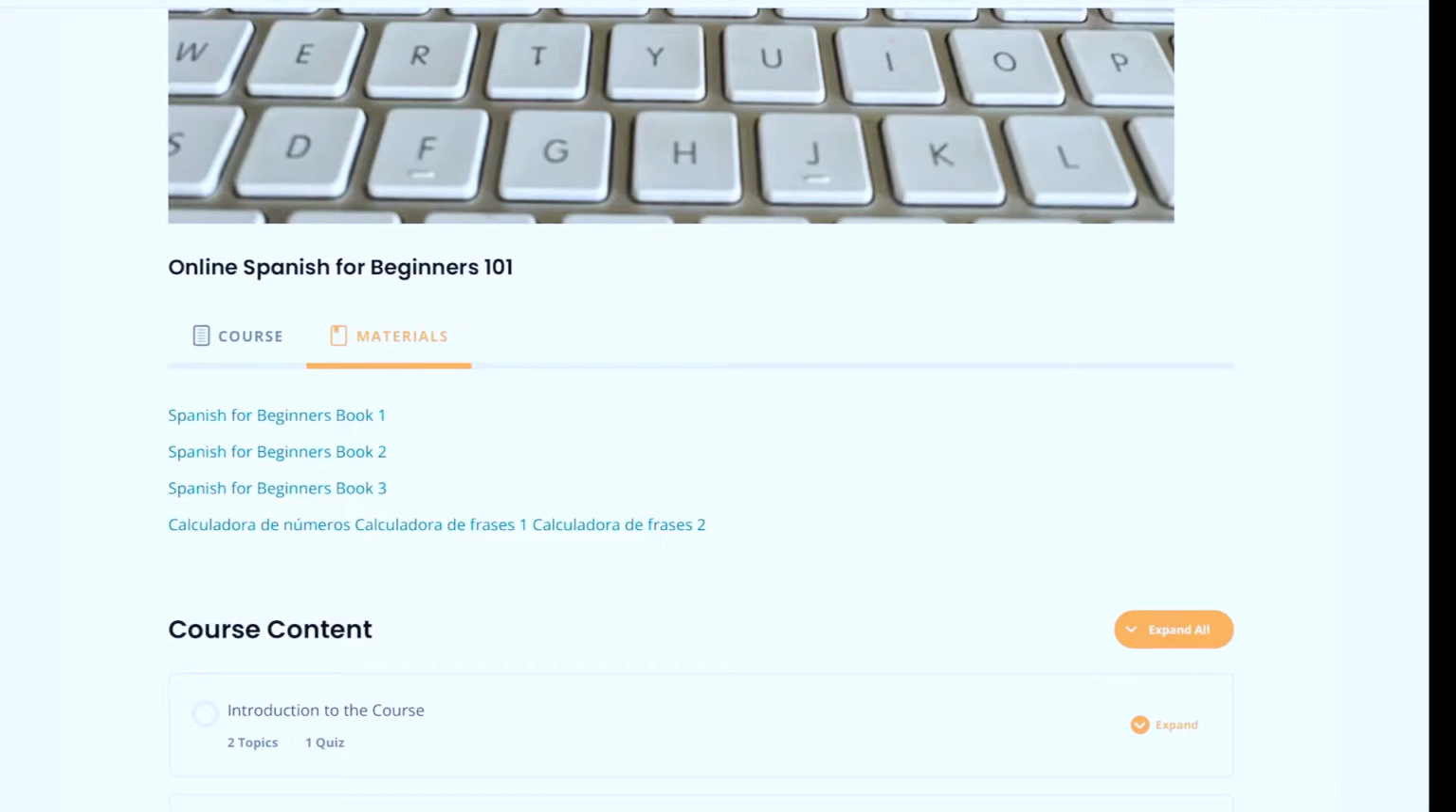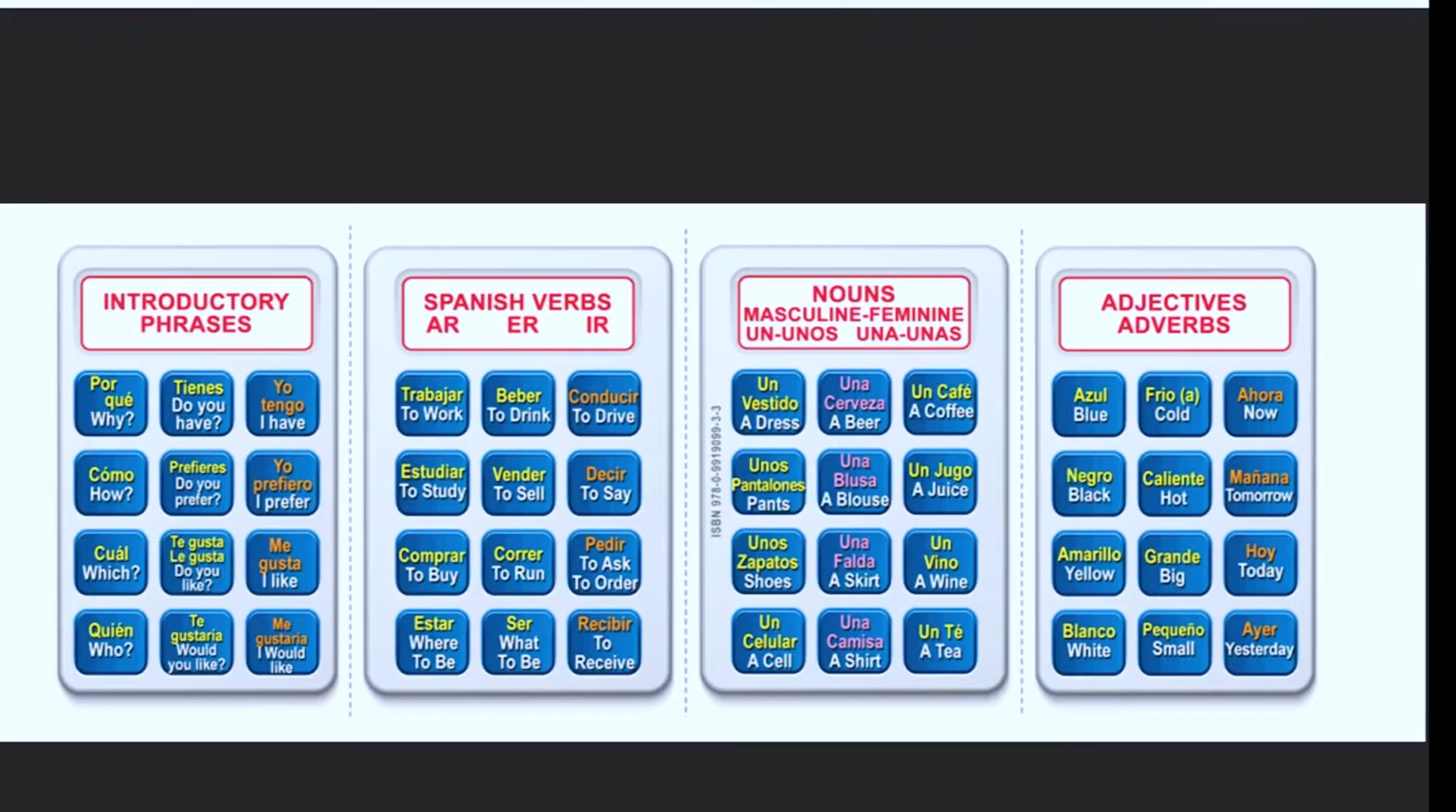The other thing that we're going to show you is the phrase calculator. The whole language, we're going to divide it in sections into those introductory phrases, like, for example, I prefer, yo prefiero, or I like, me gusta. And then the second thing you need to have is some verb in the original state. Then you have the nouns, which is the what, and then the adjectives with the how, and the adverbs.